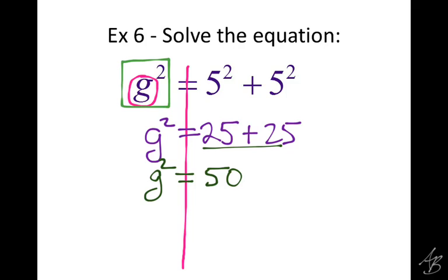Now that we have one term on the right side, we can take the square root of that. So we can take the square root to get rid of the square on the g, and if we take the square root on the left side, we have to do it on the right side. On the left side, when the square and the square root cancel, we get g all by itself. On the right side, is 50 a perfect square? No, it's close to 49, which is a perfect square, but that doesn't really help us. So what are we going to have to do with that? We're going to have to do a factor tree and simplify, right?